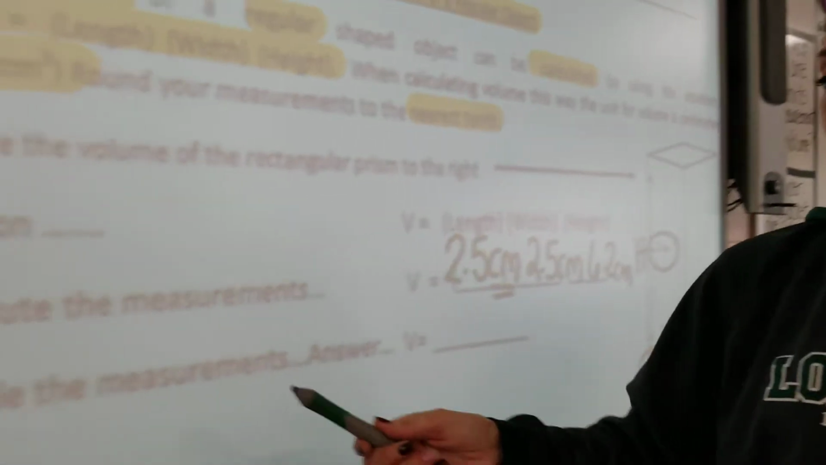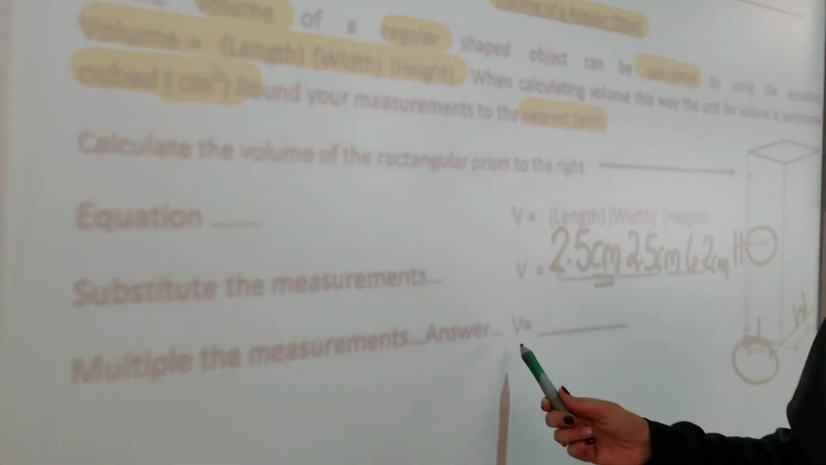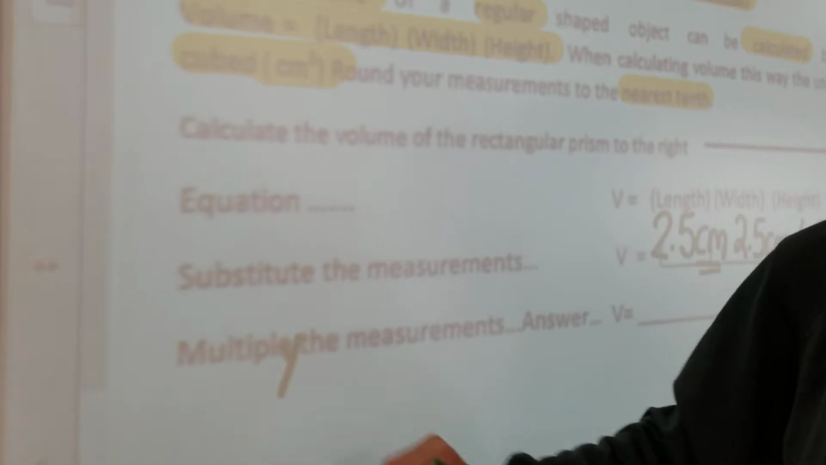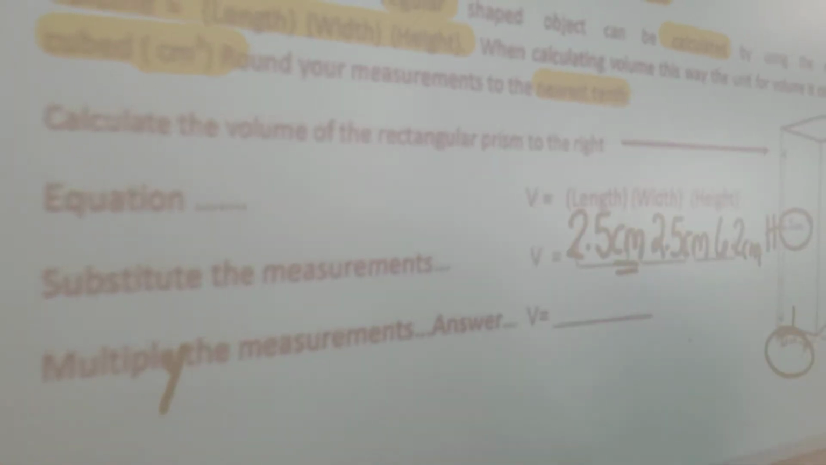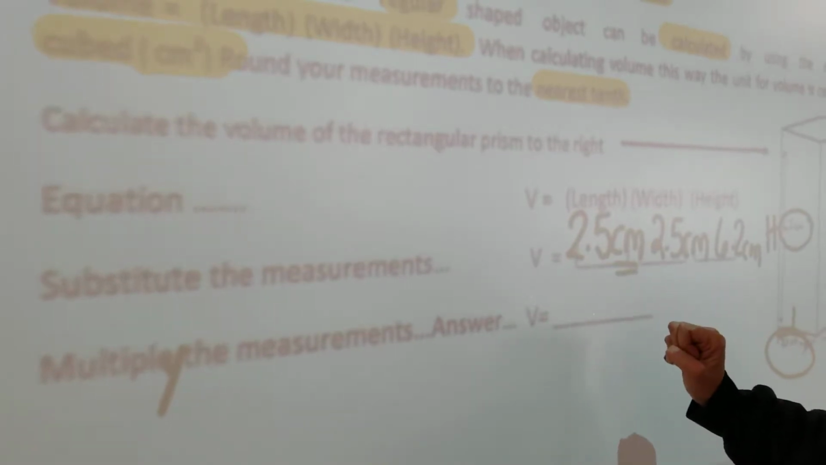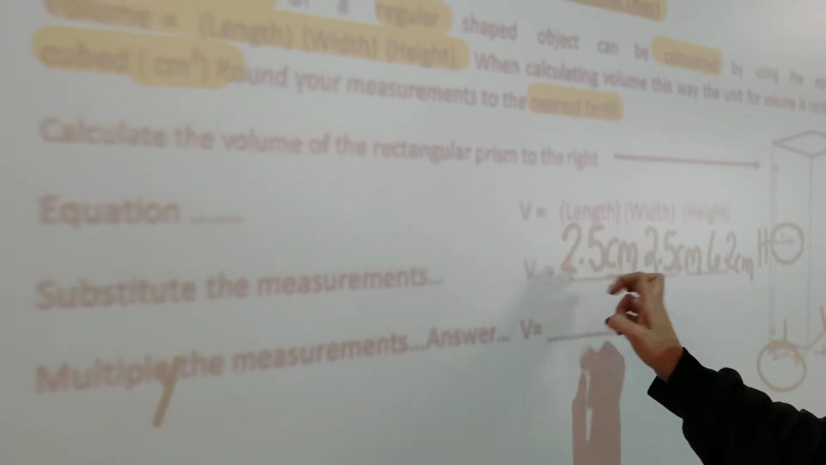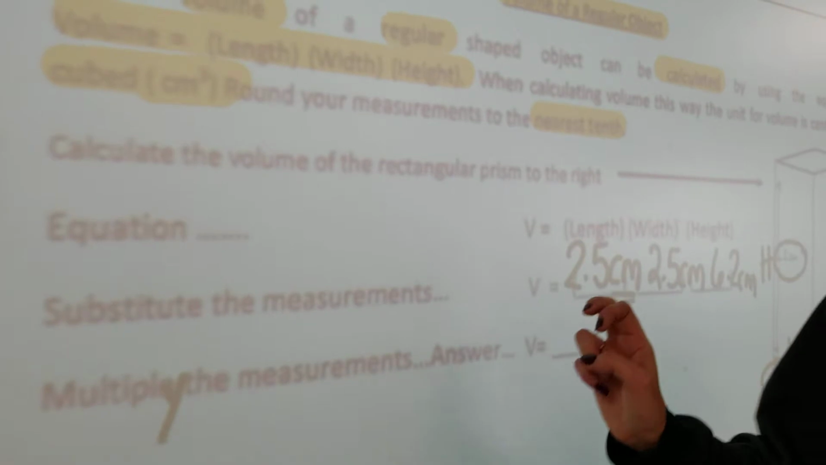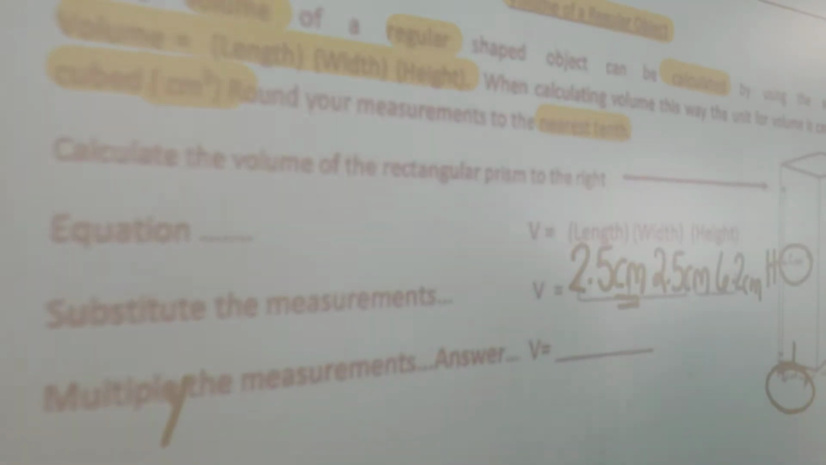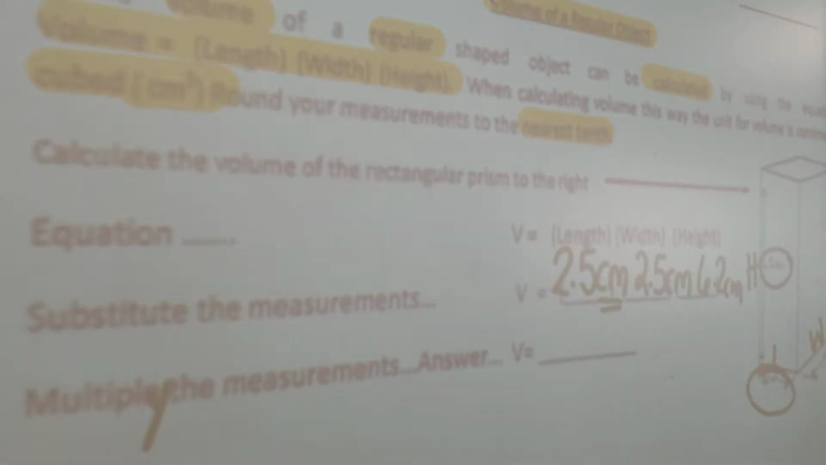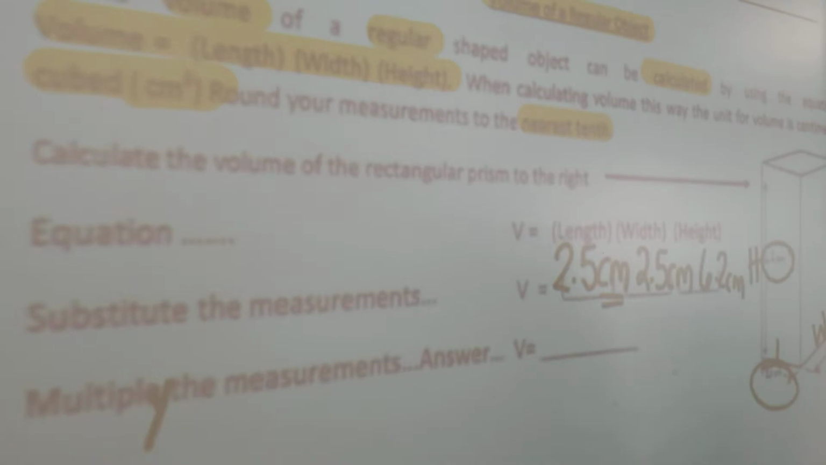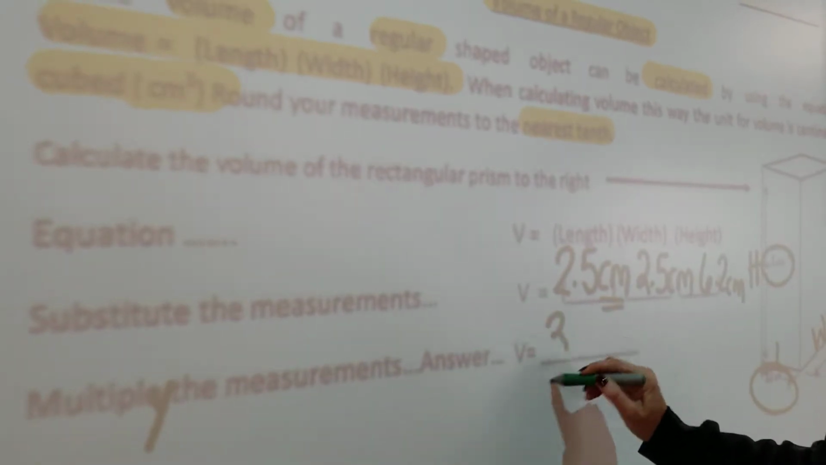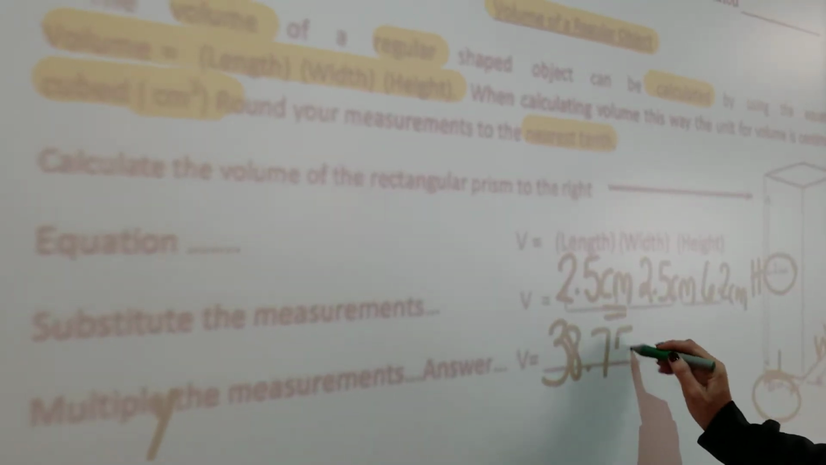The next step is to multiply the measurements. So you want to multiply the measurements, and your answer needs to be to the nearest tenth. So when you multiply 2 and 5/10, 2 and 5/10, and 6 and 2/10, you get, on the calculator first, excuse me, 2.5 times 2.5 times 6.2 is equal to 38 and 75 hundredths.